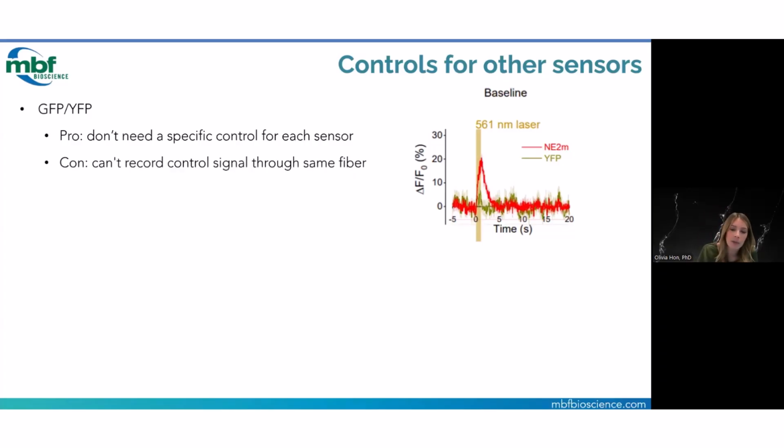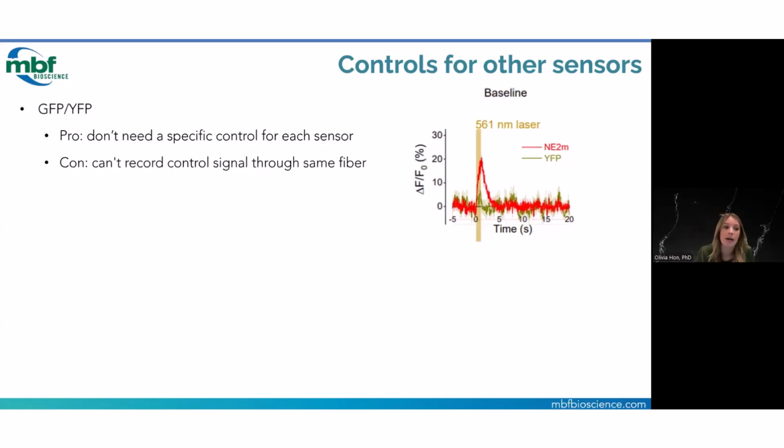The con of this approach is that often a static GFP is orders of magnitude brighter than your sensor of interest. And what that means is that it's so bright that any artifact that you get is going to be so tiny compared to it. And so what you can get is a control that looks really flat and a signal that looks like it's all over the place.